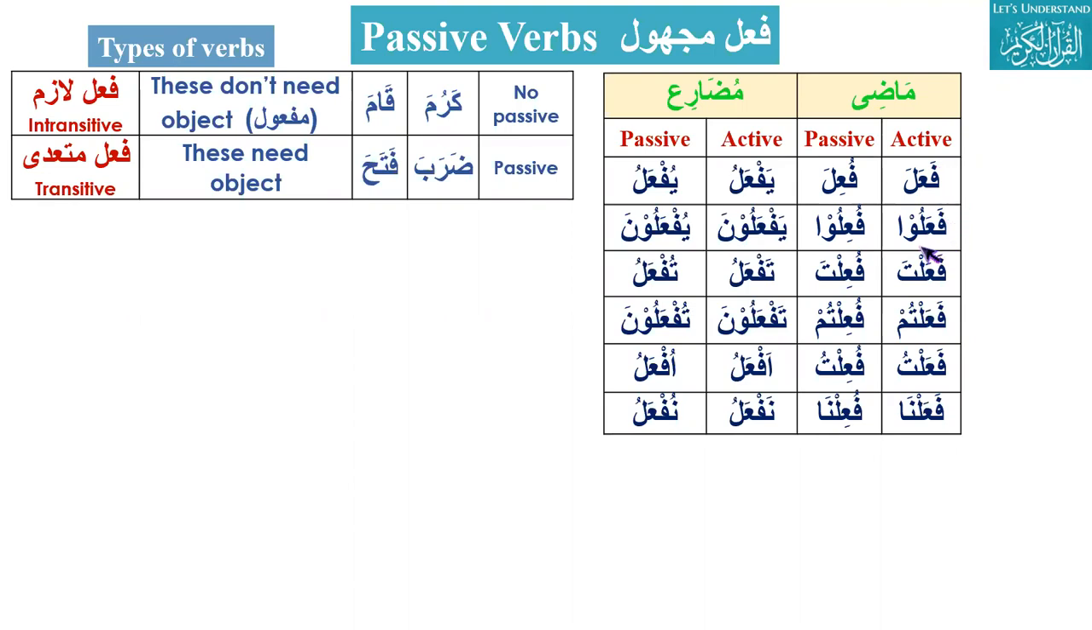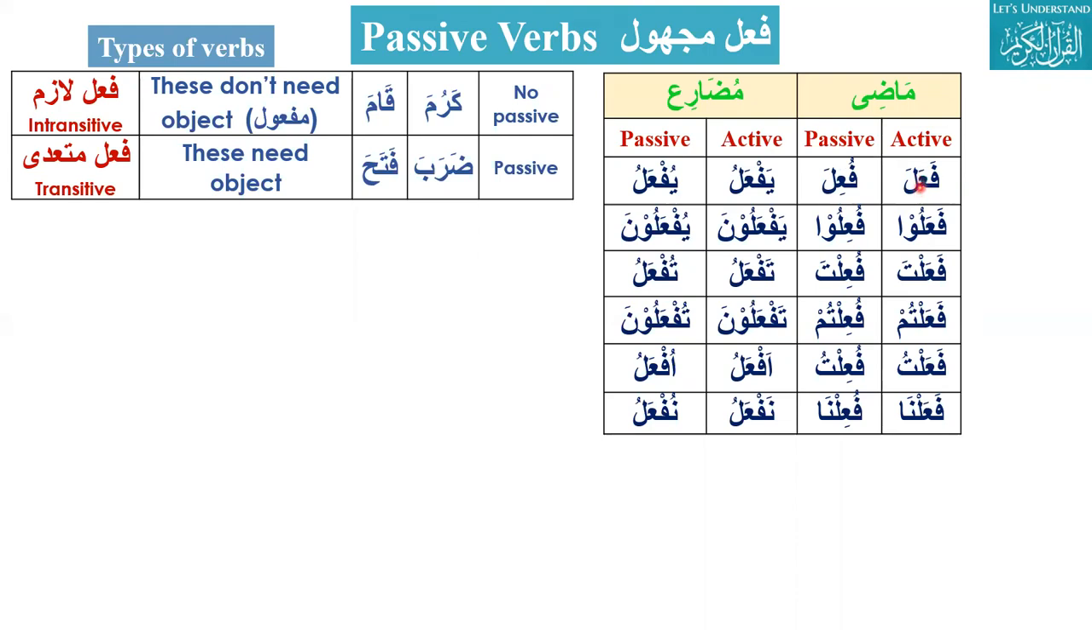Similarly, we have fa'alu, and it will be fu'ilu. Fa'alta, fu'ilta. Fa'altum, fu'iltum. Fa'altu, fu'iltu. Fa'alna, fu'ilna. So what happened here? The first letter, we always have to put a dhamma on each and every first letter. The second change is, listen, Tanjeen, just listen.